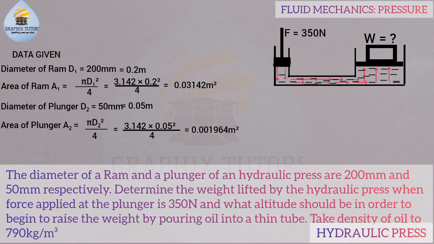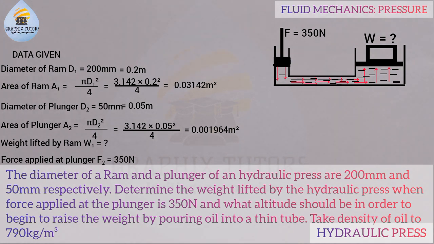Now we move further. We are told to calculate the weight lifted, and we use W subscript 1 as the weight lifted, or we can just use W. And when you say the weight lifted by the hydraulic press, that is the weight lifted by the ram. So I'm using W to represent that. Similarly, the force applied at the plunger. So the force F applied at the plunger is given to be 350 Newton, and I'm using F to represent the force applied at the plunger.